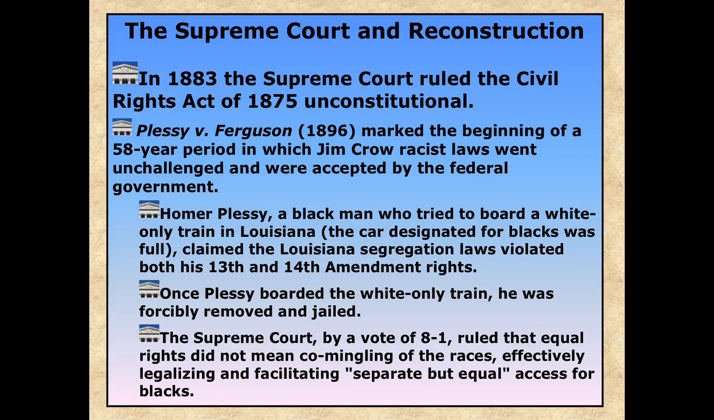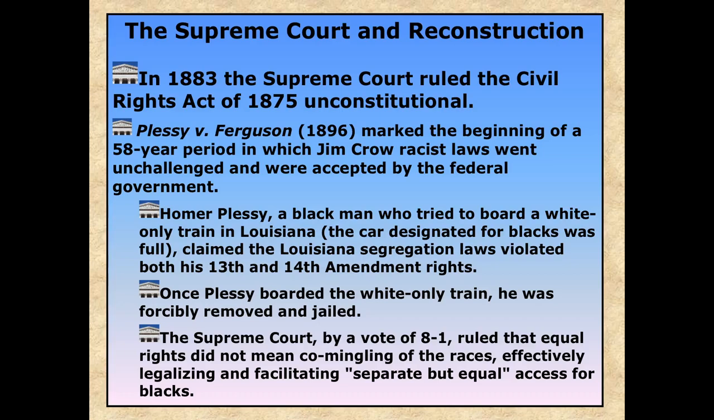So, the Supreme Court doesn't help either with this court case, Plessy versus Ferguson. So, Homer Plessy is a black man. He tried to board a white-only train in Louisiana, and he was forcibly removed and jailed. He said, hey, I've got rights. The 13th and 14th Amendments make me a citizen, and I get equal protection. So therefore, I should board this white train. The Supreme Court says no. The Supreme Court says, did they have a separate but equal black train car? Because if they did, then yeah, you don't go in the white train car.